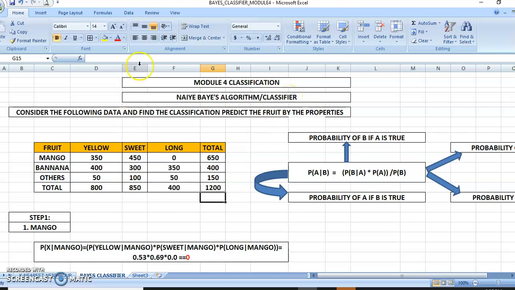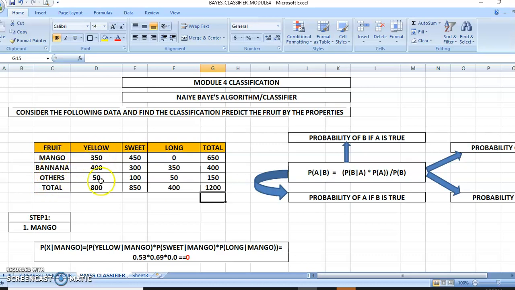Usually there are problems based on these classifiers. Consider the following data and find the classification for prediction of the fruit by its properties. For example, some fruit is given to you, and you are asked to find out, according to the properties given, which particular fruit it is. The names of the fruits can be mango, banana, others.